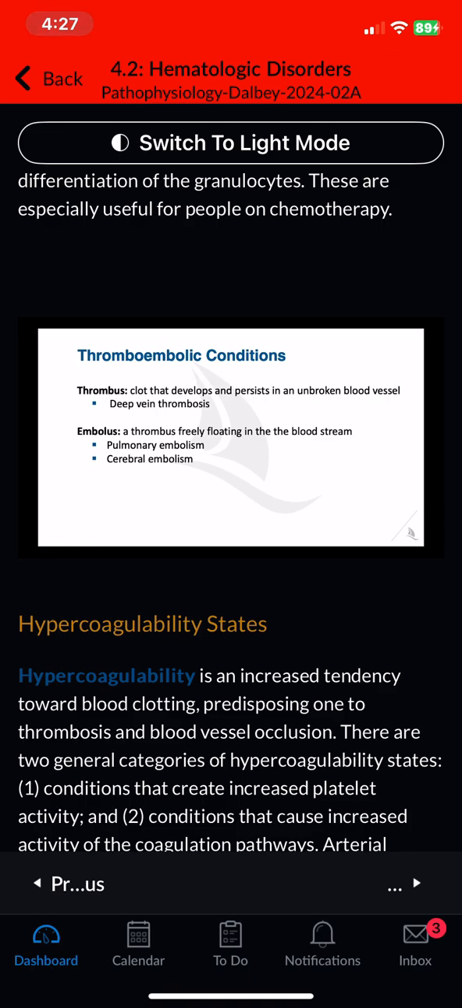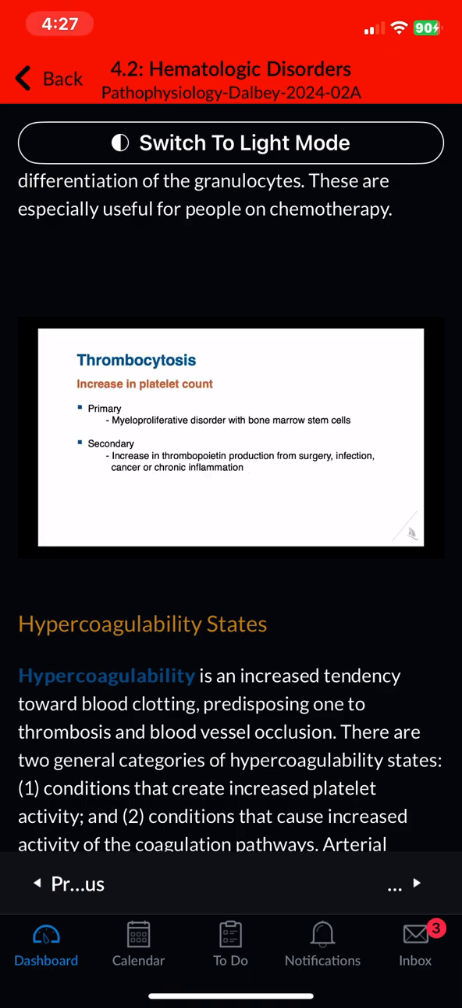Pulmonary embolisms are dangerous because they can impair the body's ability to get oxygen into the bloodstream and then to get carbon dioxide back out. You'll also hear of cerebral embolisms, and those are embolisms that have traveled to the brain's vasculature. Those can cause strokes, which are ischemic events in the brain.